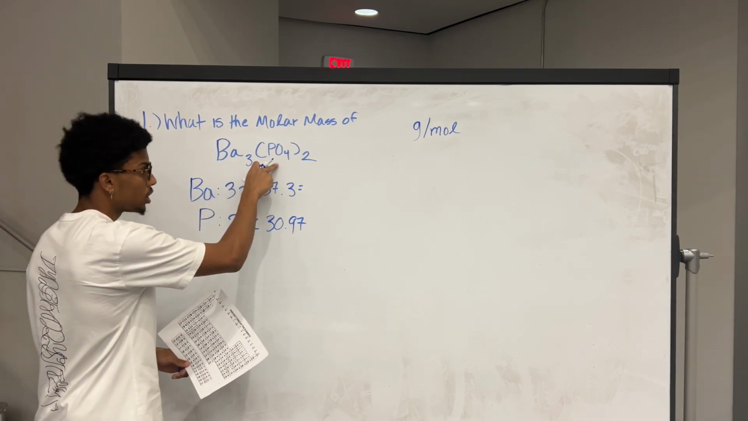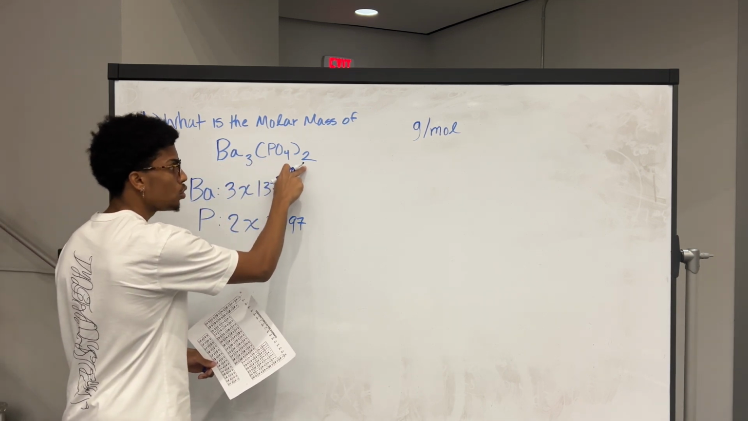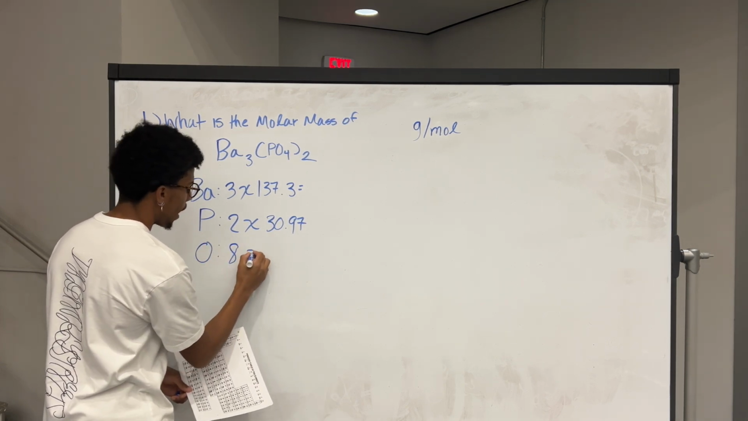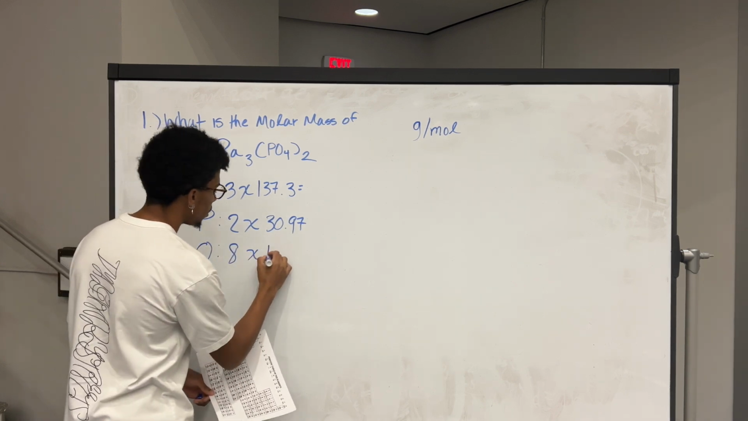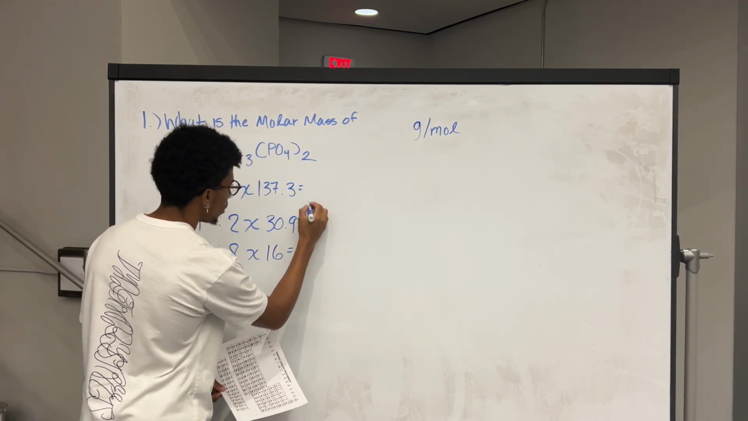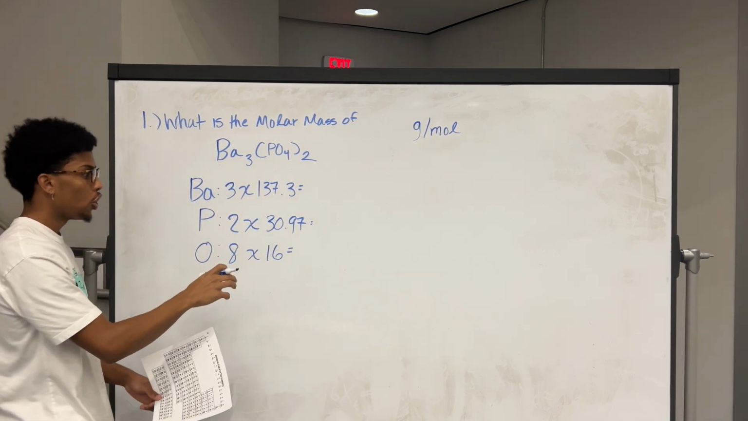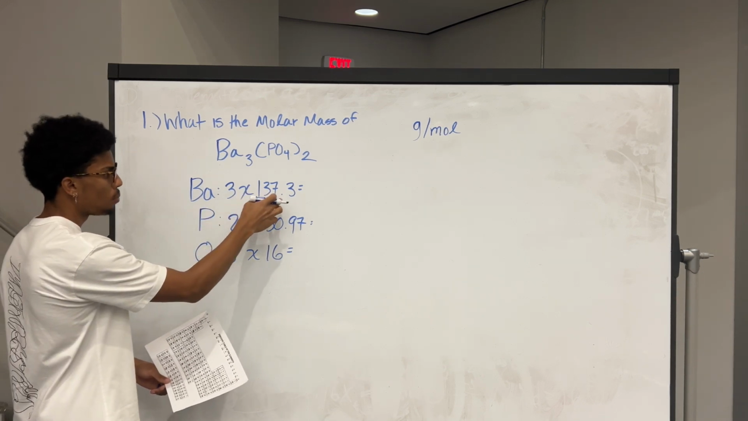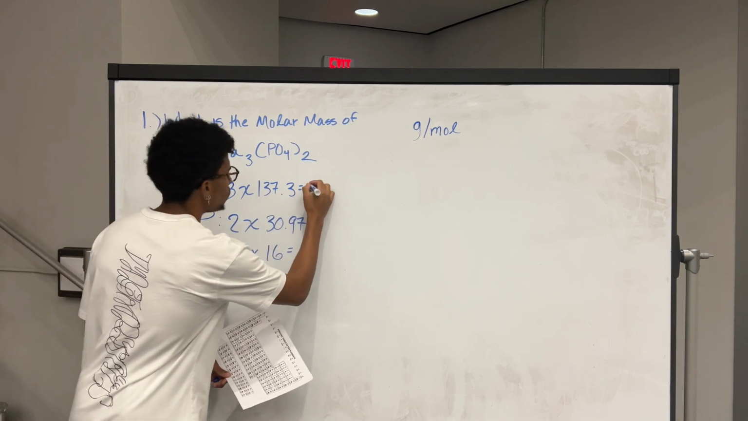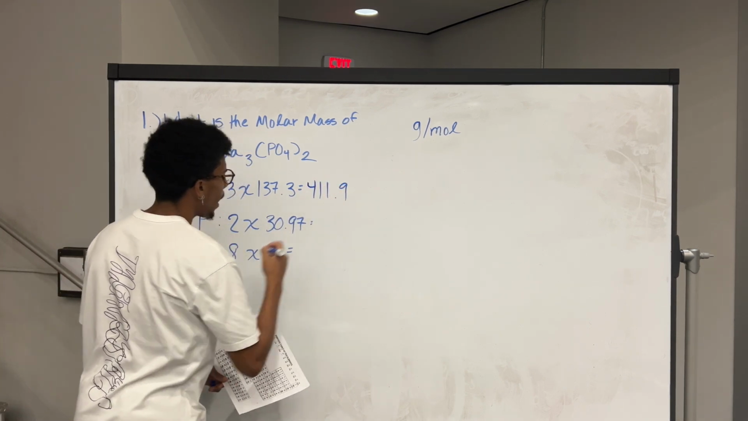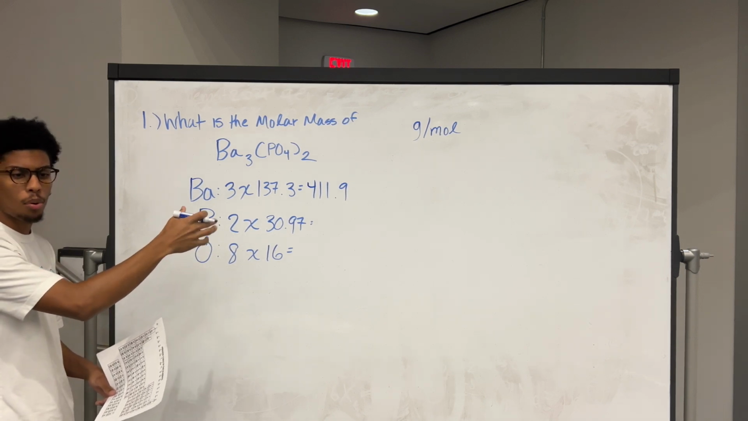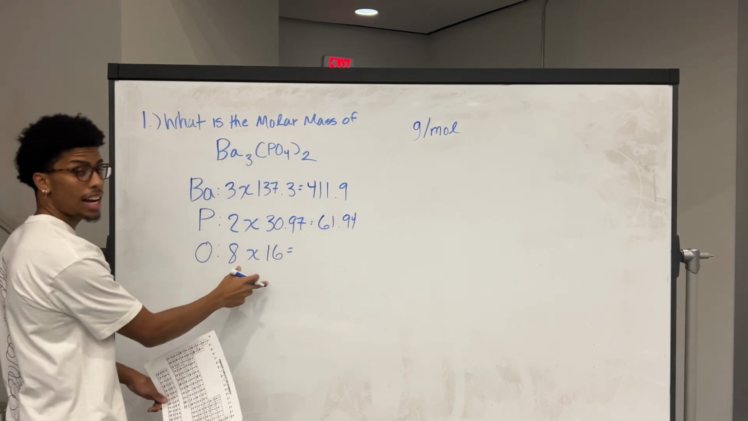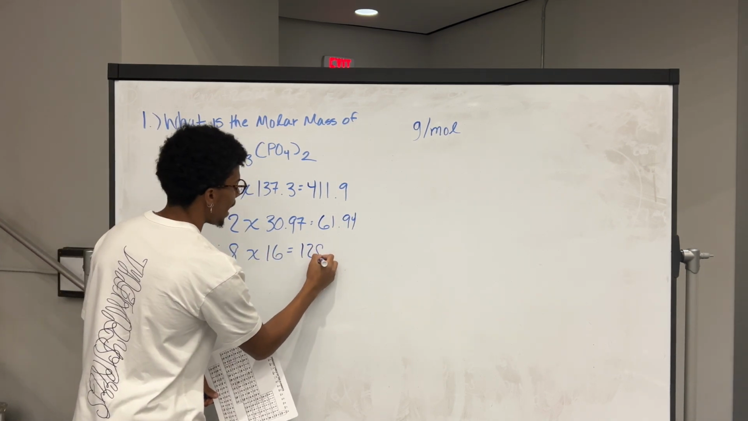Again, we're gonna do the same with oxygen. It doesn't have 4, but 4 times 2, which is 8. And so O has 8, and the mass number of oxygen is 16. So once we quantify each of these values, you just simply plug it into the calculator. And so 3 times 137.3 is roughly 411.9. 2 times 30.97, you're gonna get 61.94. And 8 times 16, you're gonna get 128.